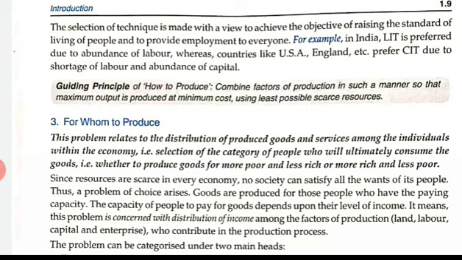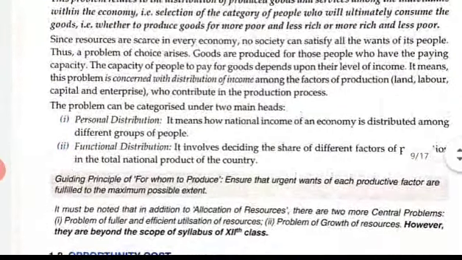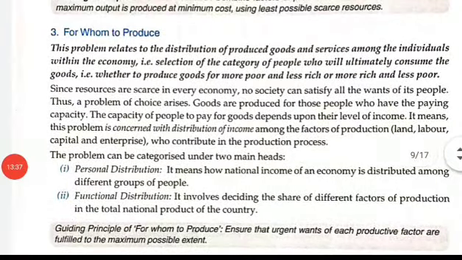As you all know, resources are scarce, so no society can satisfy all the wants people have, isn't it? So the problem of choice arises. Goods are produced for those people who have paying capacity. The capacity of people to pay for goods depends upon their level of income. It means this problem is concerned with the distribution of income among the factors of production. So this third problem, for whom to produce, is about which section of people are going to consume the goods.